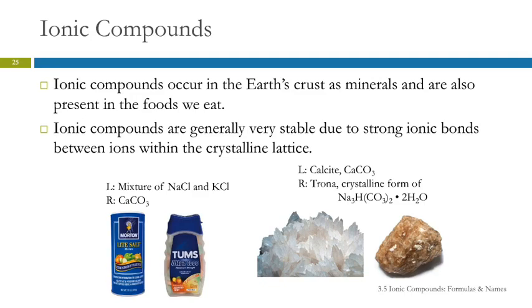Ionic compounds are very stable, generally, because that ionic bond, that charge between oppositely charged ions, is very strong, and so the solid tends to be a very stable substance. Here's two examples of ionic compounds that you might consume. Light salt.